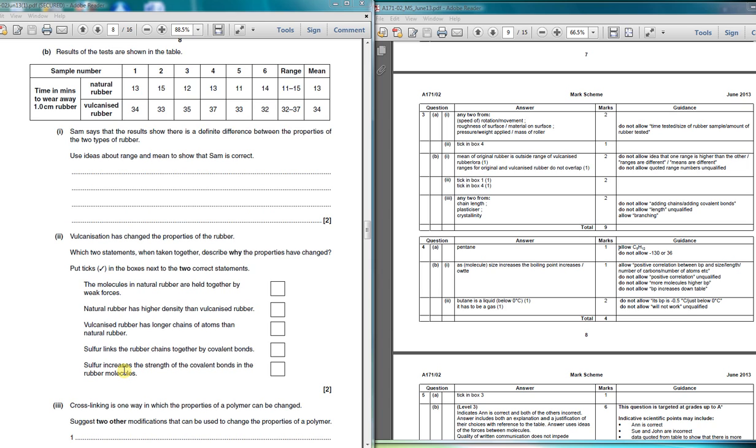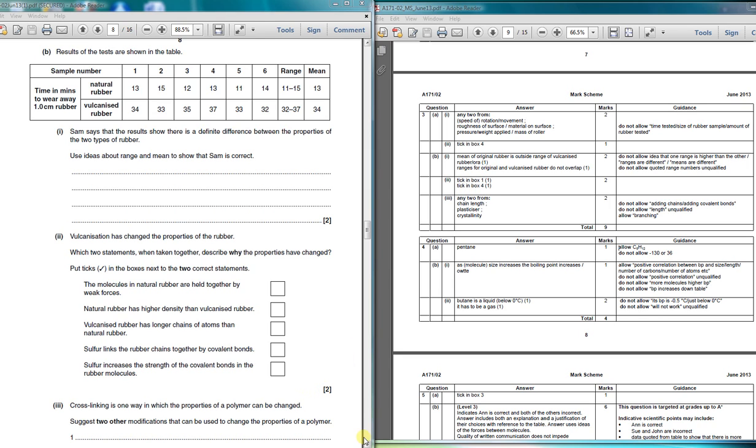No, it doesn't. It doesn't increase the strength of any bonds. It adds extra bonds between the molecules. So it's not the bonds in the molecules, it's the bonds between them. Extra bonds have been put in. So we're looking at box 1 and box 4 will get you your 2 marks for that question.